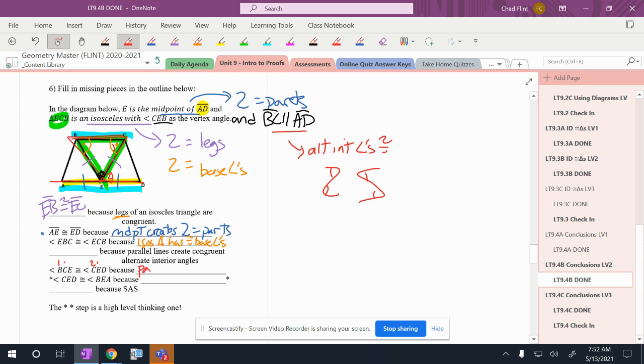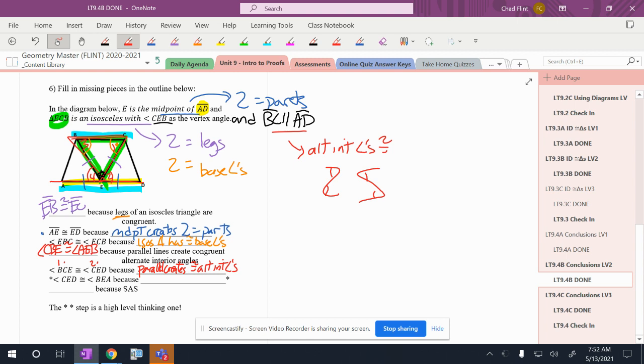So parallel creates congruent alternate interior angles. Parallel, I did not finish spelling parallel, right? Parallel creates congruent alternate interior angles. All right, and then the step before it says, because parallel creates congruent alternate interior angles. There's a second pair, 3 and 4, okay? So angle CBE is congruent to angle AEB. All right, so there's those angles.